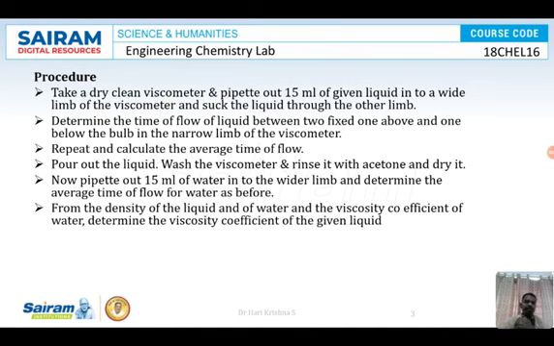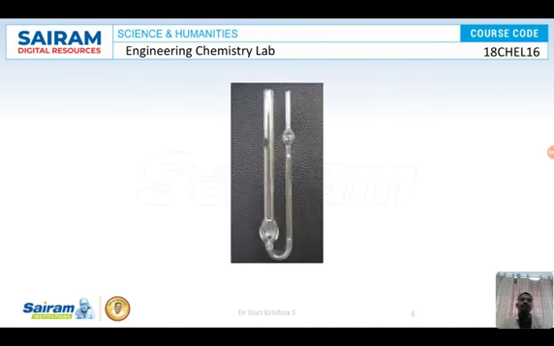So how to perform this experiment? We are going to take the dry viscometer. This is the Ostwald viscometer. The Ostwald viscometer contains an upper bulb here and a lower bulb here. It has a wider limb and a smaller limb. Through the wider limb you are going to pipette out the liquid, and through the smaller limb you are going to suck the liquid. There will be a mark above the bulb here and below the bulb here.